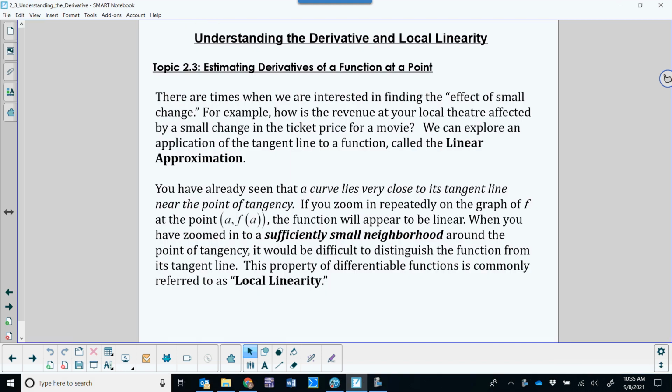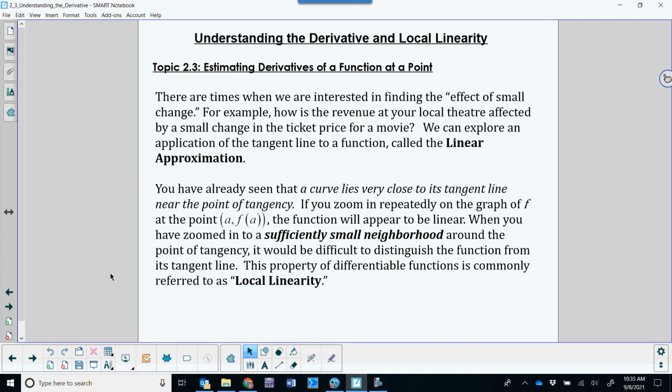So basically what we're going to talk about is how we can estimate the derivative at a specific point, because very often that's what we're interested in. We're interested in just a very small change, and we want to know how does that affect things, and we call that a linear approximation.